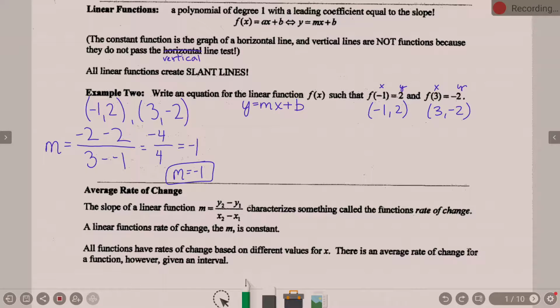How do we go about writing that line? What do you guys do? Point slope. Do you guys use point slope? Do you remember point slope?